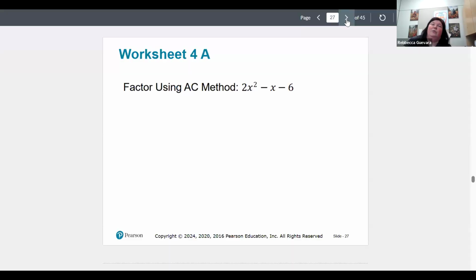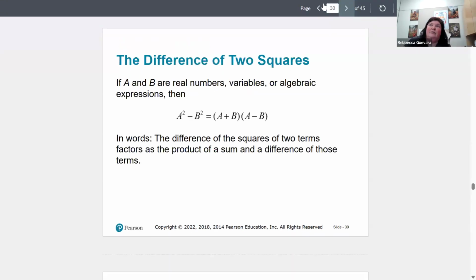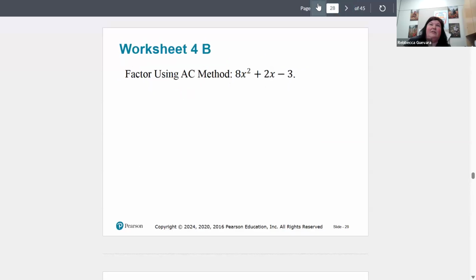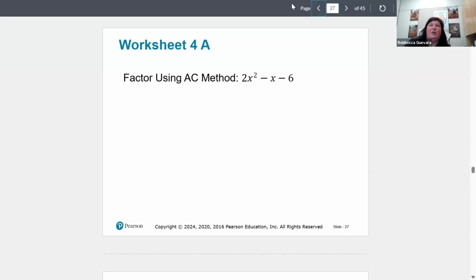All right, so worksheet number 4, you have A, B, and C again. Take a minute, work on those, and we'll come back and work on them together.